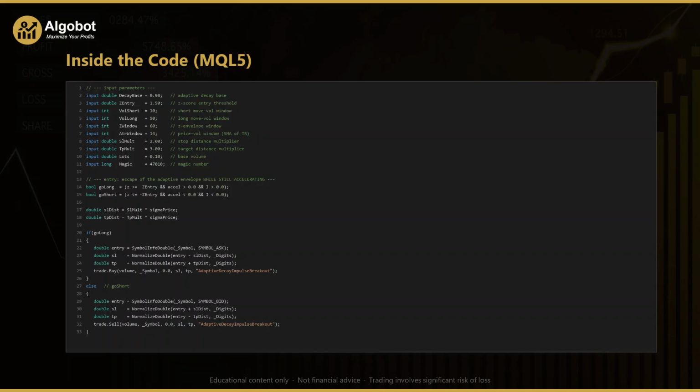In the long branch, the entry reads the ask price, the stop is placed at stop distance below entry, the target at target distance above, and the platform's trade.buy places the order. In the short branch, it reads the bid, the stop sits above entry, the target below, and trade.sell submits the order. Both sides carry the same strategy comment, and both attach protective stops and targets at the moment the order is sent. Educational only, of course.